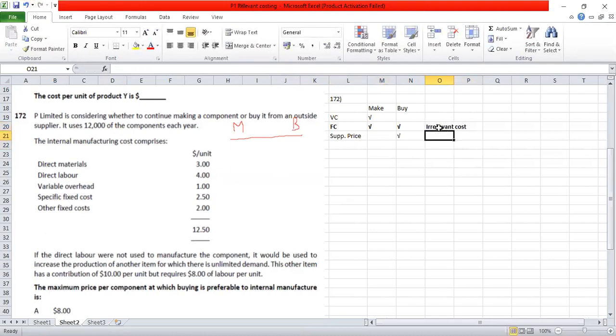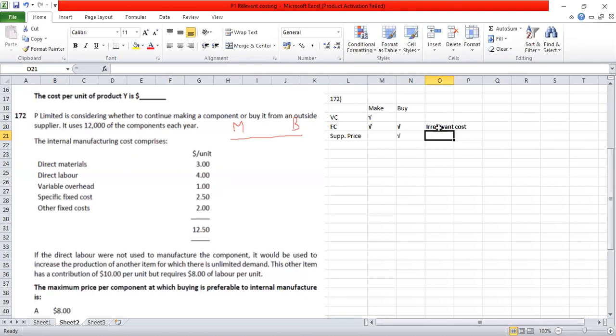So the decision is between the variable cost versus the purchase price offered by the supplier. If the variable cost is less than the supplier's price, go ahead and make it in the factory. If the supplier is offering at a lesser price than the variable cost, buy it from the supplier, not considering the amount of fixed cost.